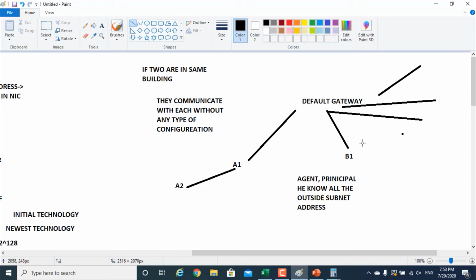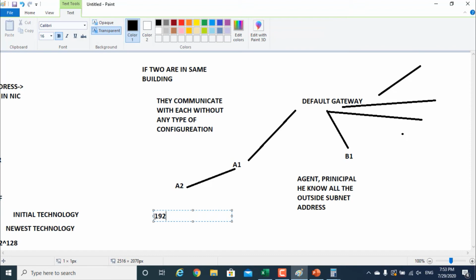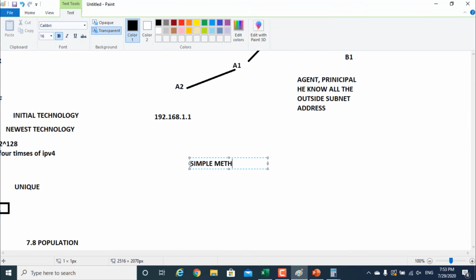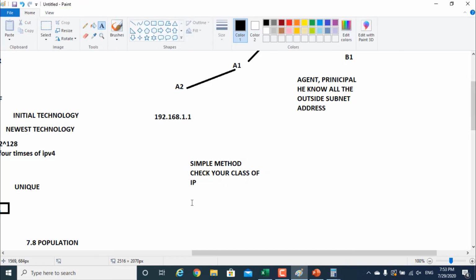Now, I hope you understand this, but you may still have a question. The question is, how do I know what my network portion is? If I have an IP address, let's say 192.168.1.1, how do I know which part of my IP is my network, which I know, and which I don't know, so I have to ask the default gateway? Now there is obviously a really simple method. What is the method? Check your class of IP.